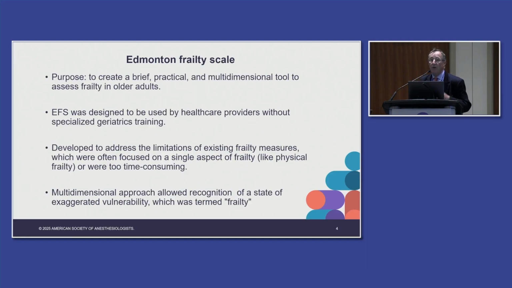Okay, what about the Edmonton Frailty Scale? What's the purpose of it? And this is the key thing. It's to create a practical multidimensional tool. So it's something that's highly feasible to be done in the clinic. It's also designed so that it can be done by healthcare providers without specific training in geriatrics. It was also developed to address the limitations of frailty measurements that were focused on a single aspect of frailty, like physical frailty, or were too time-consuming. And the other thing to remember is that this multidimensional approach, they're calling vulnerability or increased vulnerability frailty.